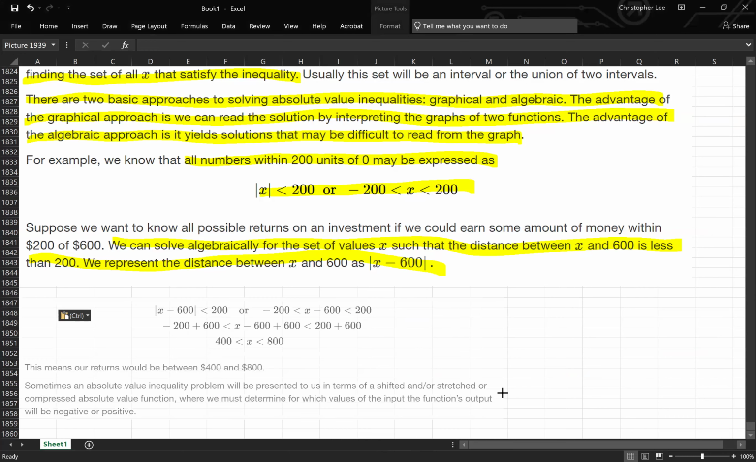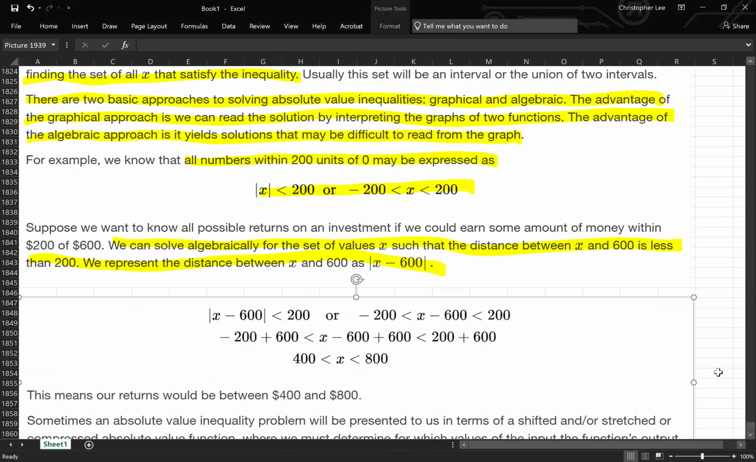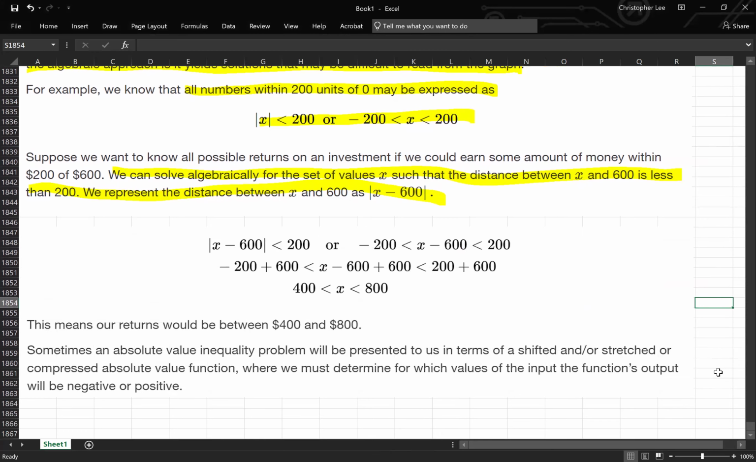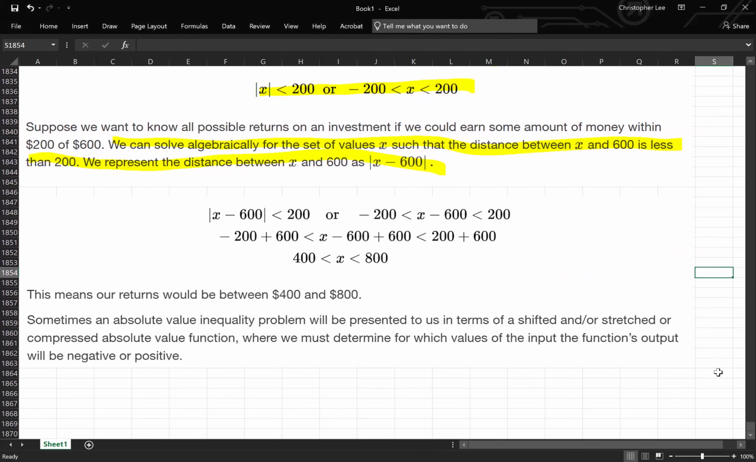So the absolute value of X minus 600 is less than 200, or negative 200 is less than X minus 600, which is less than 200. Then we add 600 to all parts: negative 200 plus 600, X minus 600 plus 600, and 200 plus 600, which gives us 400 is less than X, which is less than 800. This means our return would be between $400 and $800.